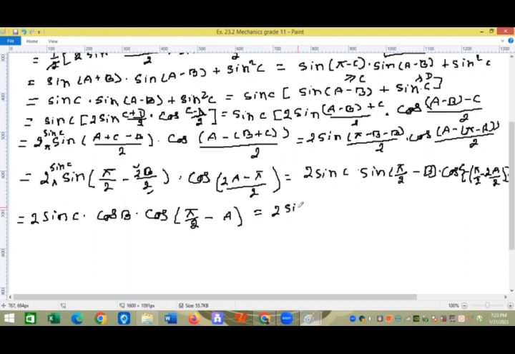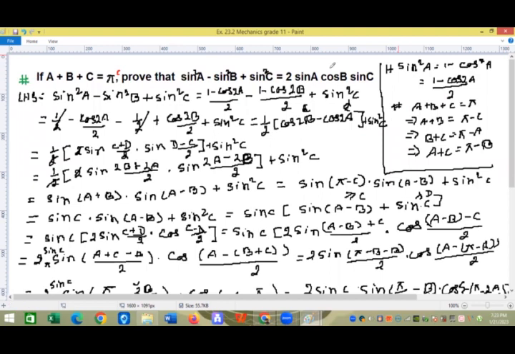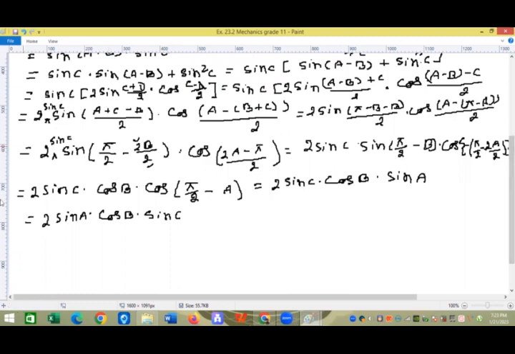So it is now sine C cos B, which you have already worked out, and you know that cos 90 minus A is sine A. So finally we have 2 sine A cos B, and then sine C, and I think this is now the right hand side that we need to prove. Yes, this is 2 sine A cos B sine C, and here also we got 2 sine A cos B sine C, and hence this is proved.